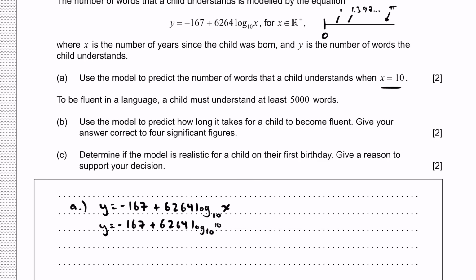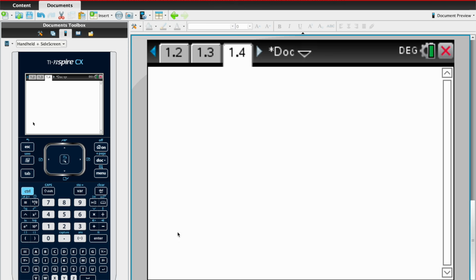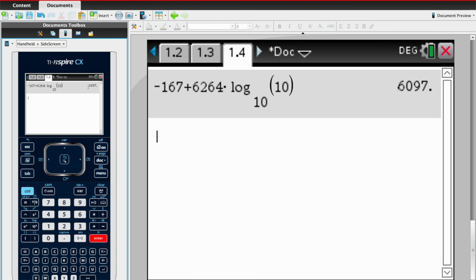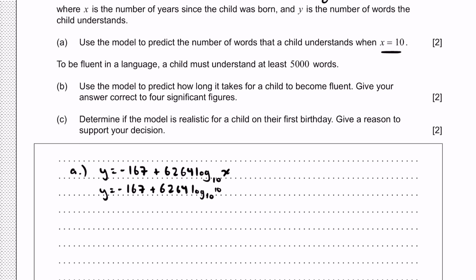But let's go and work this out on the calculator, because I'd imagine that's going to be the most common way to solve this. So negative 167 plus 6,264, and our log base 10 of 10. And our answer is 6,097 words. So when a child is 10 years old, according to this model, they should know 6,097 words. So writing that out, y is equal to 6,097. All right.